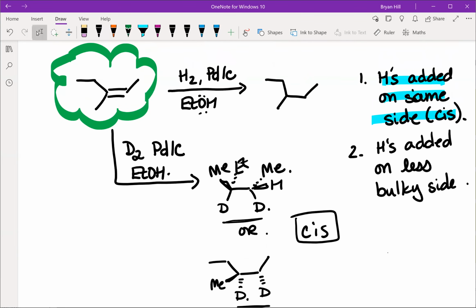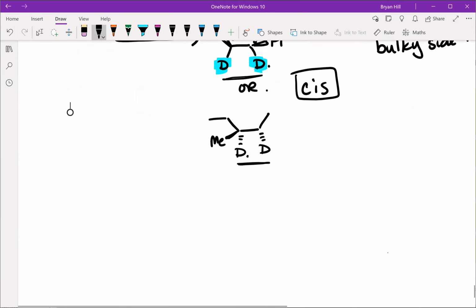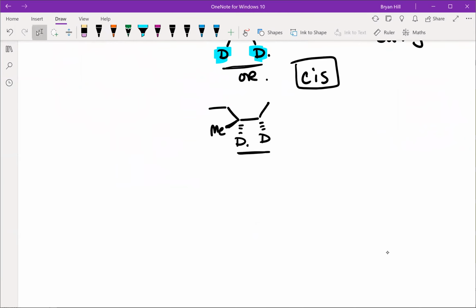Now, practically, deuterium gas isn't something you would find very often, but it's just something to do theoretically to show that the 2 deuteriums are added on the same side of the molecule. Now, what else is next for that?